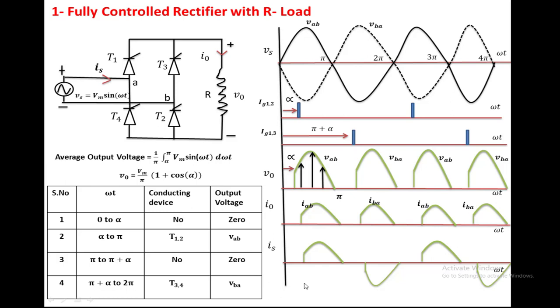It gives only first quadrant operation, because output current is positive and voltage is also positive, as alpha is changing from 0 to 180. Nothing but the source always has to supply power to the load.